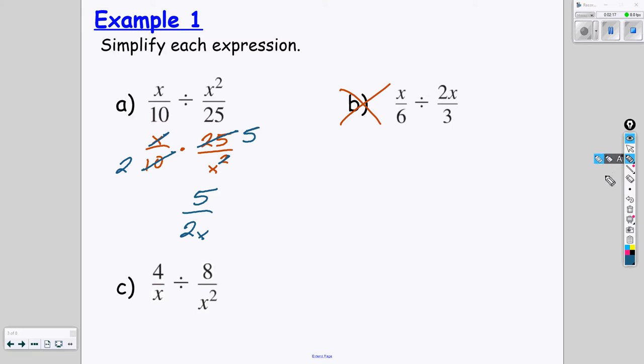We're skipping B and going on to C. We're going to rewrite this as multiplying by the reciprocal. The reciprocal of that second fraction is x squared on 8. And now, once again, we're just going to simplify. We cancel out one of the x's in the numerator and denominator. Then our greatest common factor between 4 and 8 would be 4, and that leaves a 2 in the denominator. So we just have x on 2, and that's it.